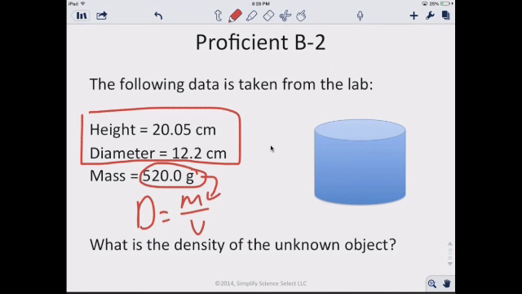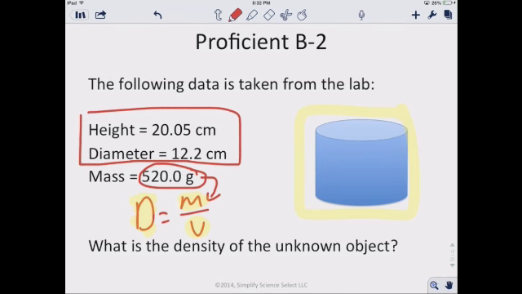Now, if we're looking at this, the other two things that we have are a height and a diameter. And if we're looking at this object that's right here, it is a cylinder. So if we have the mass already and we're searching for density, that means the only thing we need to find is the volume. So we'll go ahead and use the equation for the volume of a cylinder to find the volume.